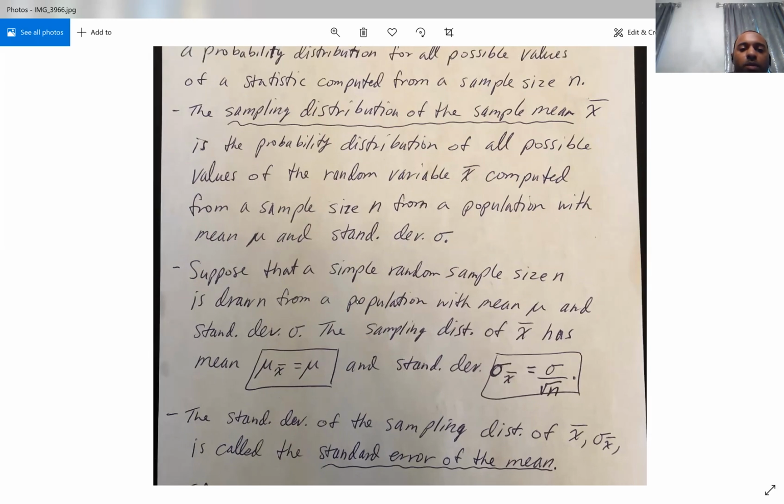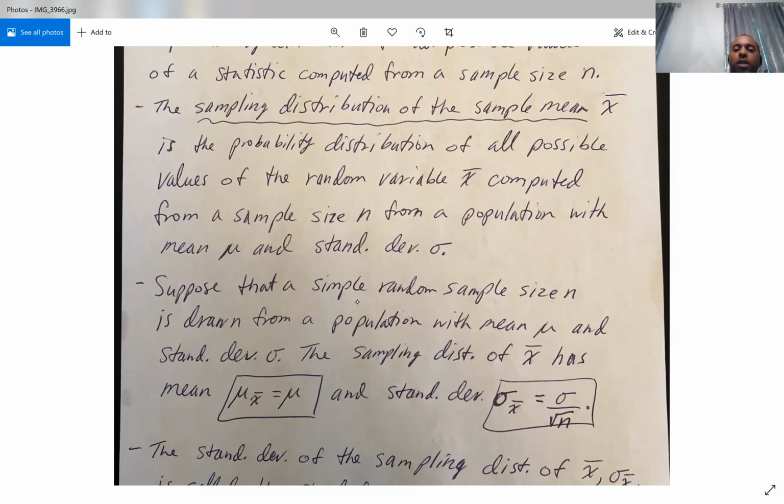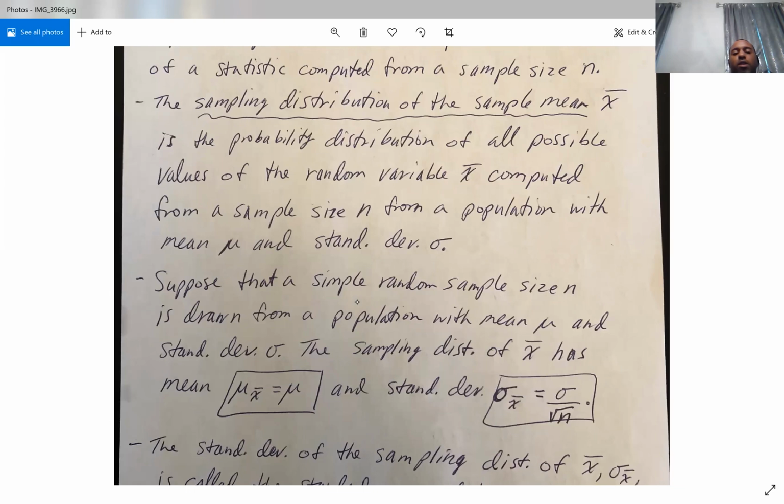Well, anyway, the sampling distribution mean is going to be the same as your population mean. And then the way we calculate the standard deviation of a sampling distribution, we take the population standard deviation and place it over the square root of n, the square root of your sample size. Once again, it'll probably look better after we put some numbers on it.